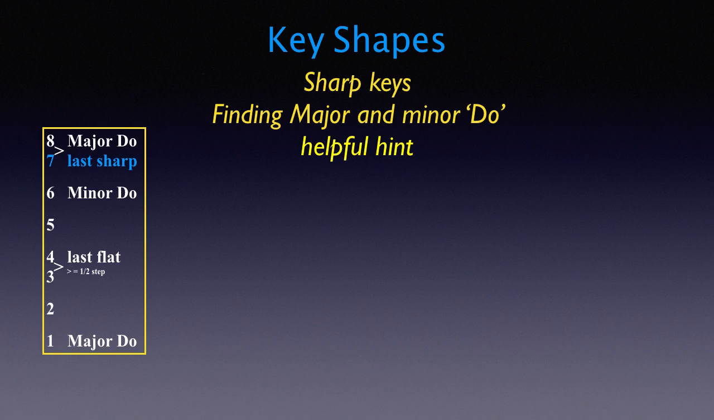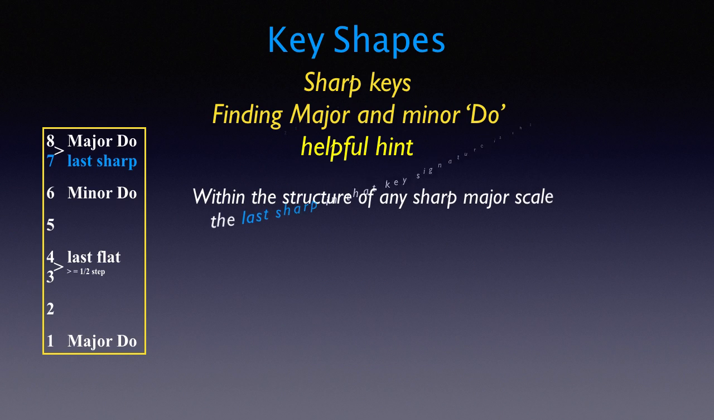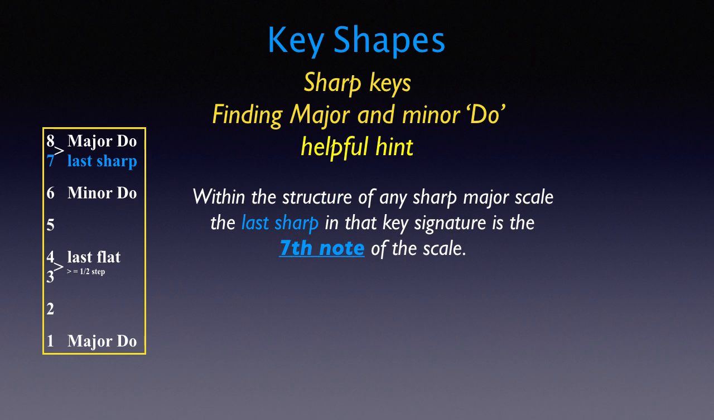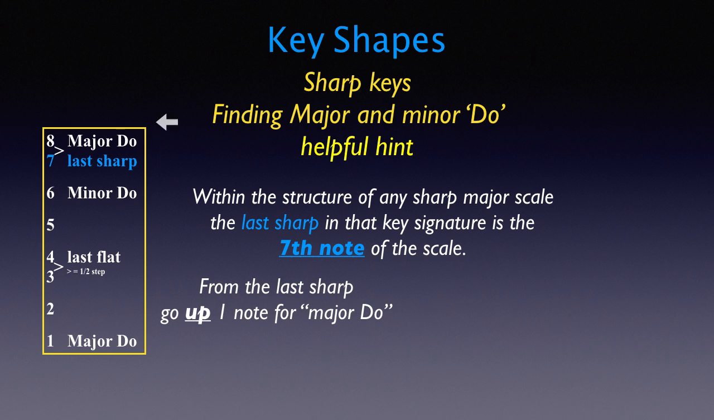Sharp keys, finding major and minor do. Helpful hint: within the structure of any sharp major scale, the last sharp in that signature is the seventh note of the scale. From that last sharp, go up one to get the major do. From that last sharp, go down one to get the minor do.